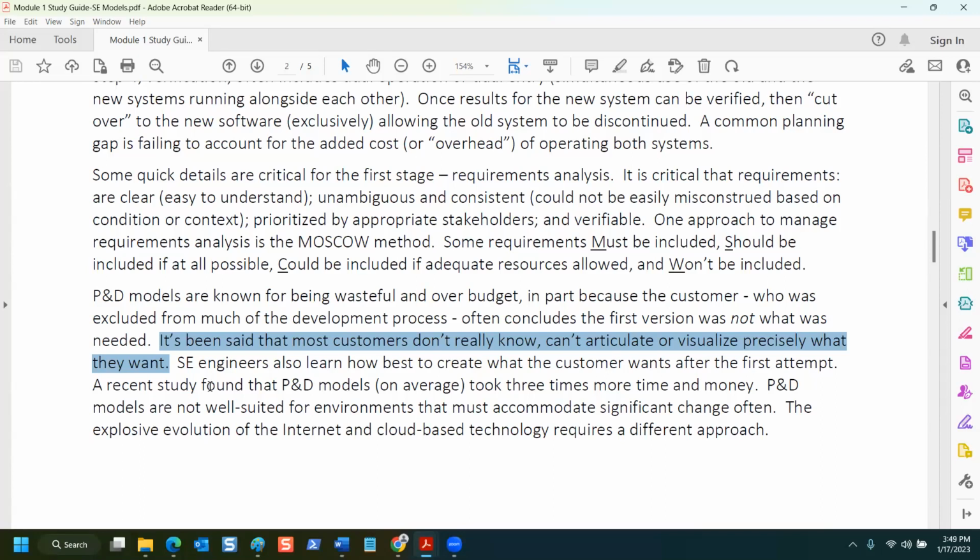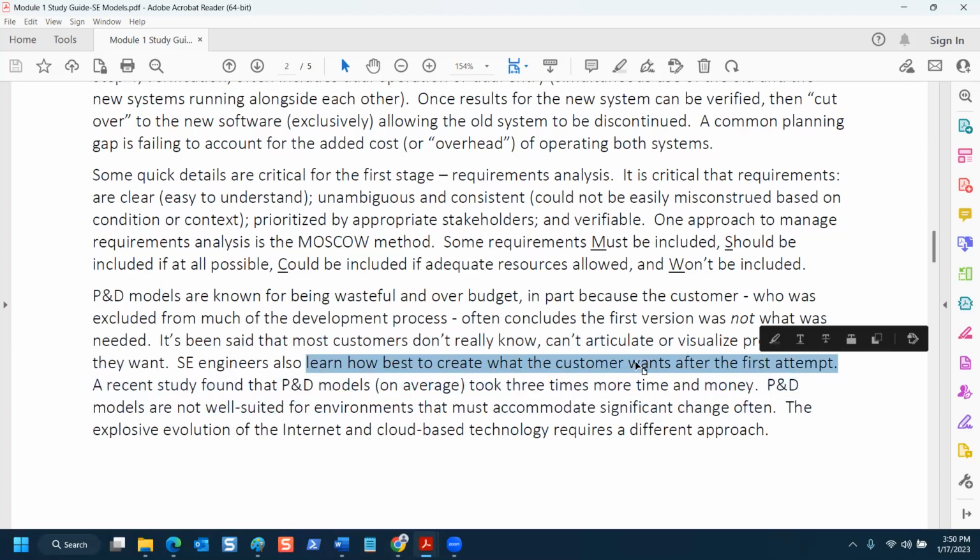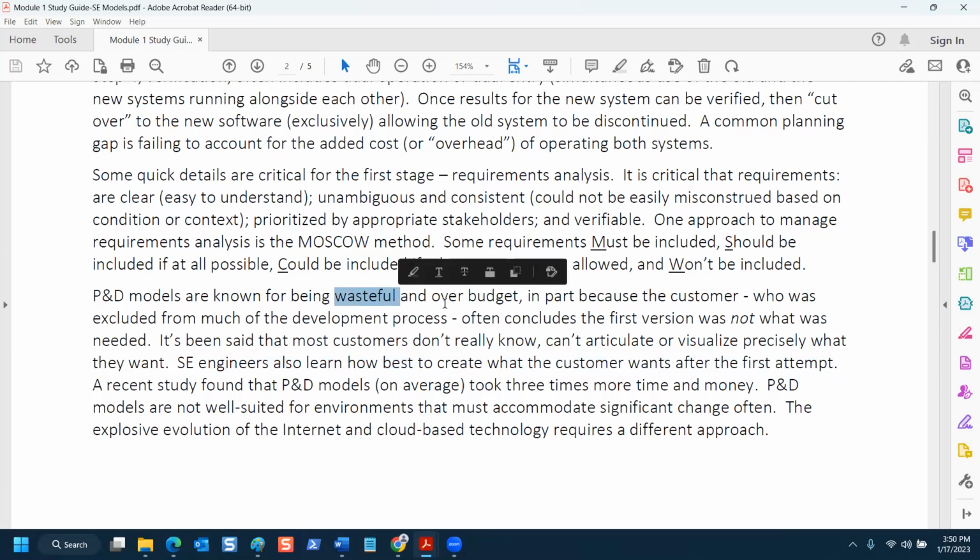In fact, version 2 is kind of legendary: don't buy a version 1 of anything, right? They also learn how best to create what the customer wants after the first attempt. So this is true for both software engineers and for the customers. That's when the software engineers go back to the drawing board. They're ticked at this point, but at least they're not completely disavowed. Nobody's fired them, right? Okay, we have too much money in this, so we have to get it right. Which means you spend more money and it takes longer. So it's wasteful and over budget, right?